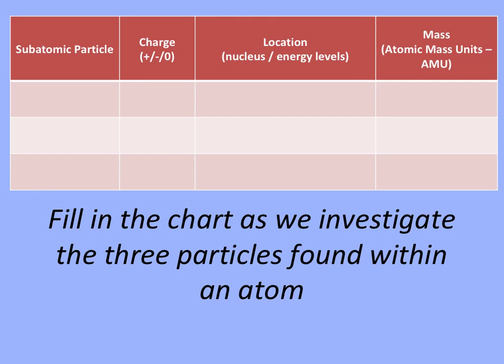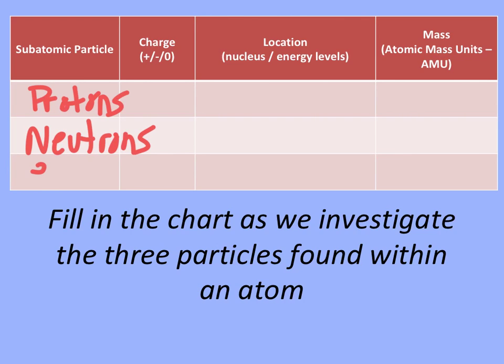So one of our goals is to look at what are the subatomic particles, what is actually inside the atom. Okay, well there's three different types of particles. There are protons, there are neutrons, and electrons. Okay, and as we go through this, you're going to want to fill in the chart and fill in the charge, location, and the mass.